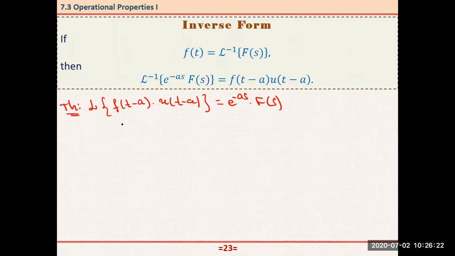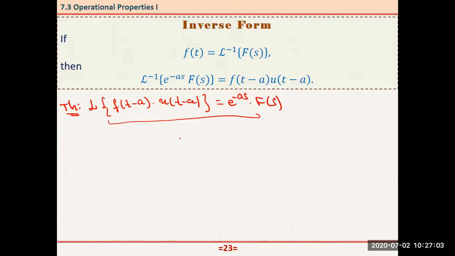Since the Laplace transform of f of t minus a times u of t minus a equals e to the power minus as F of s, then its inverse should give us this, right? If you take the inverse of both sides, then the inverse of e to the power minus as times F of s is equal to this. Why? Because of this theorem. Now sometimes you will see that the input of the function here is t minus a, and also here we have t minus a.